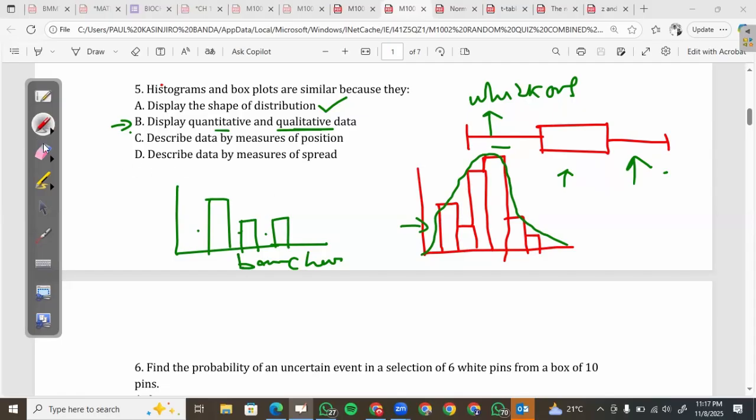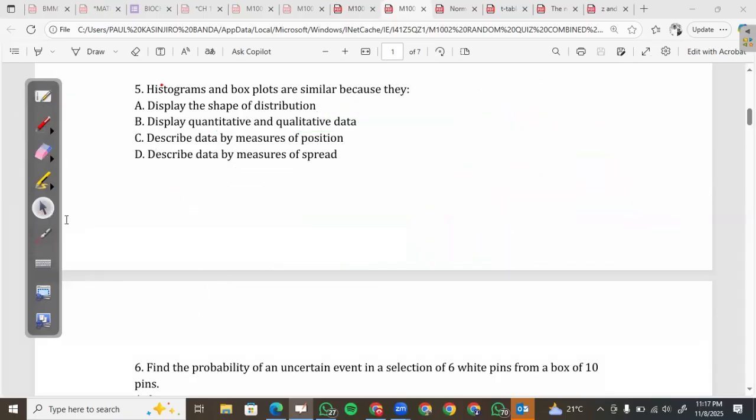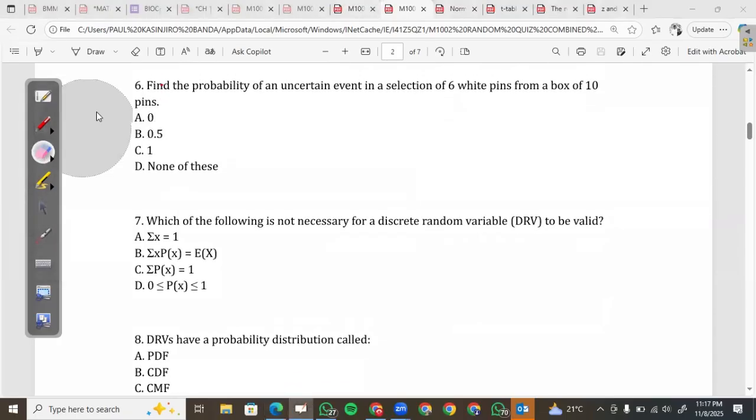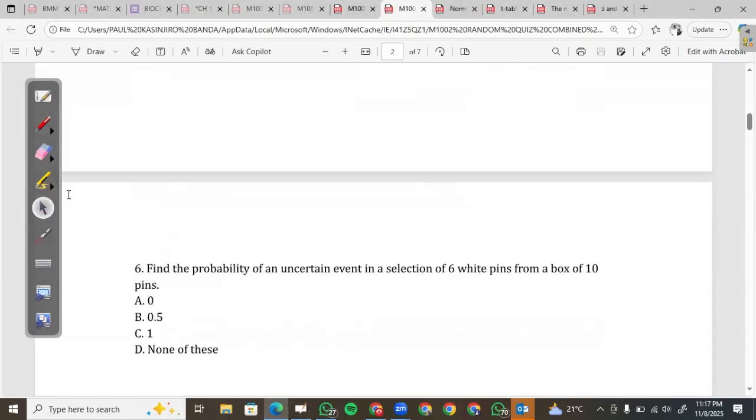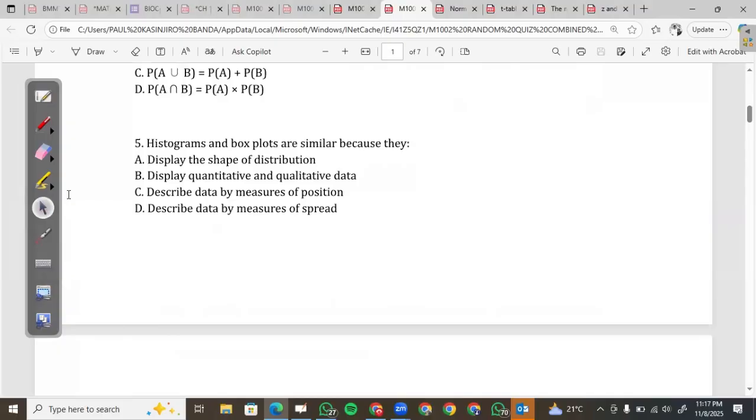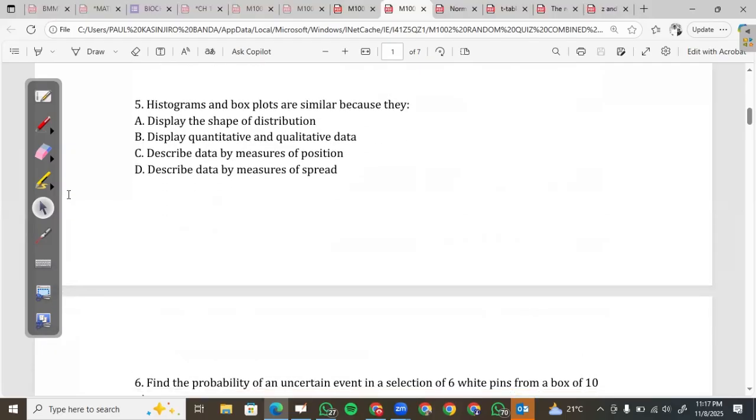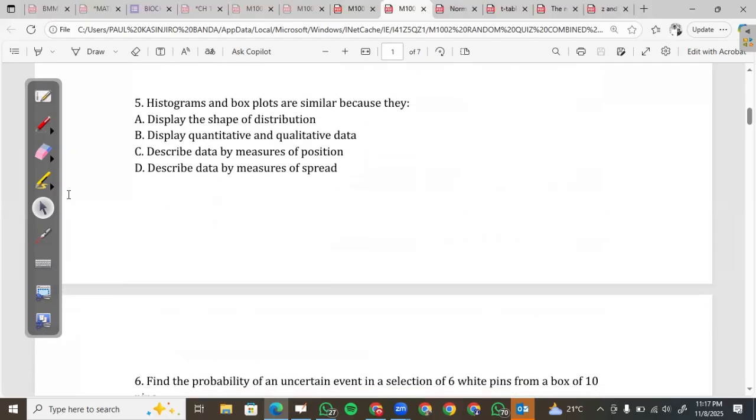Okay, and then let's look at question 6. Someone has a question on question 5? Yes, you can ask. What kind of data does a box plot represent? Is it quantitative or qualitative? It represents quantitative. All right, thank you, sir. For the box plot, you have to have numbers, so your data should be quantitative. You find the maximum, something like that.